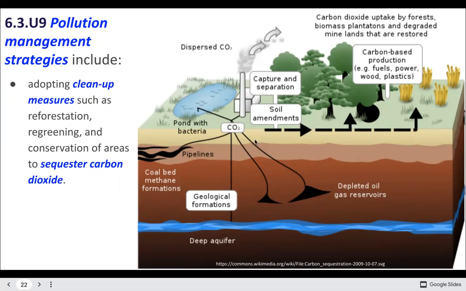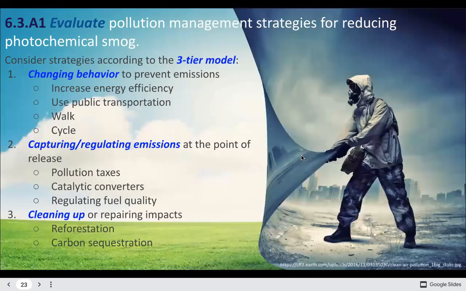One of the biggest ways that we would think about trying to clean up and restore the environment might be to try to sequester carbon dioxide, take it out of the atmosphere and put it down into the ground or into other places where it's not going to affect the climate. Or we have examples of technology that actually removes pollution directly from the atmosphere. You should be able to evaluate different pollution management strategies at those three different levels from Figure 3.